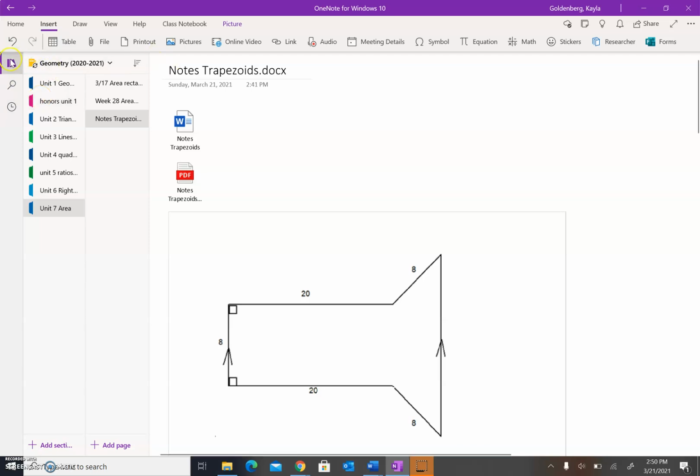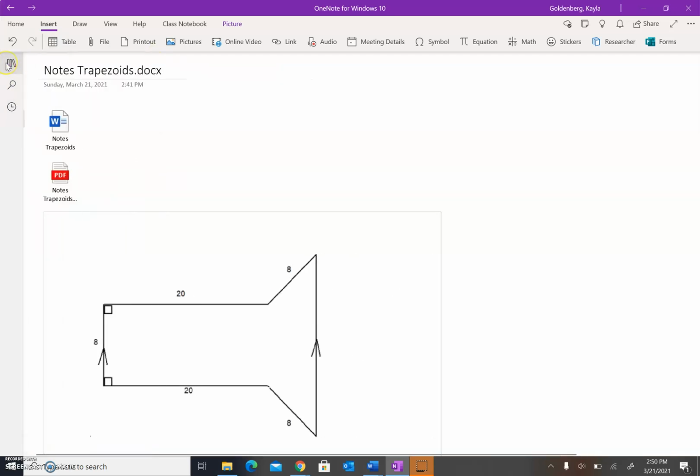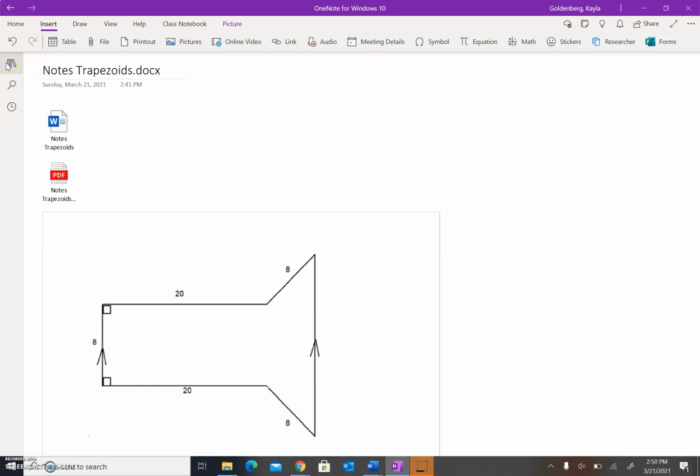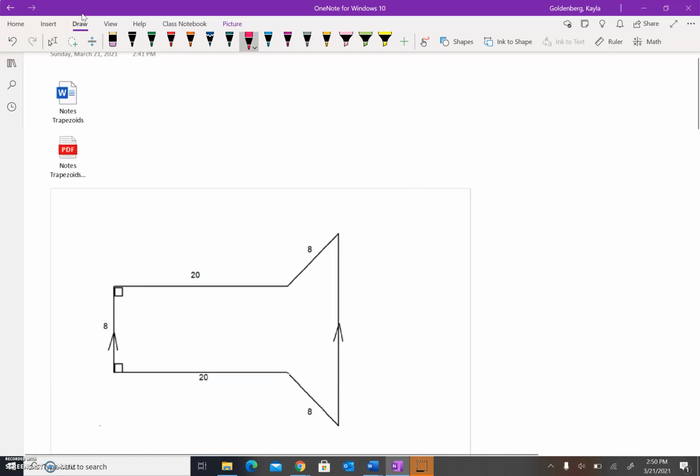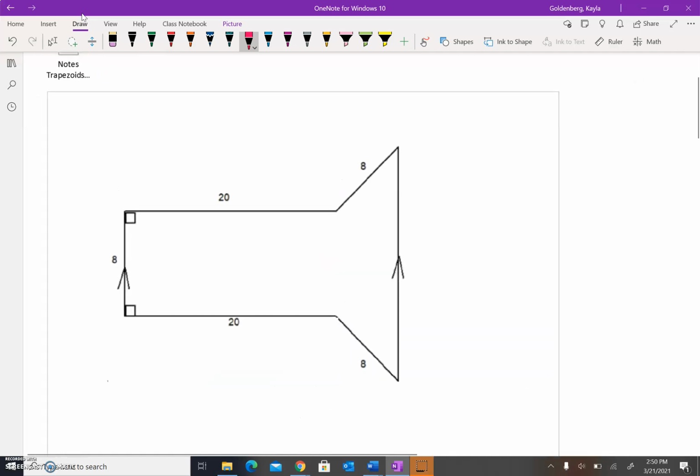Hey geometry students, we're going to continue our study of finding area by next looking at a shape called the trapezoid. Now we're not going to fully do this problem, but it's just going to be for a quick visual. We've seen that when we're finding area of certain shapes, sometimes we have what's called a composite shape.